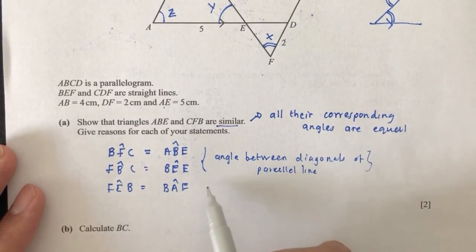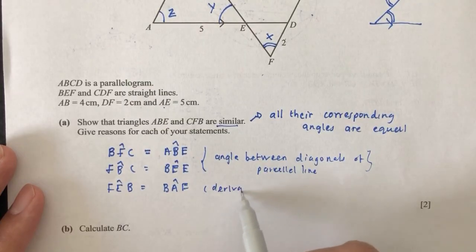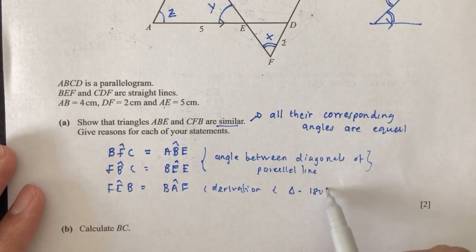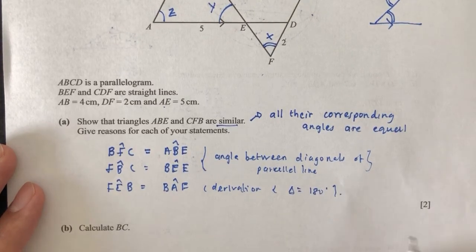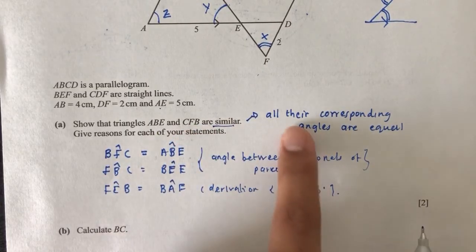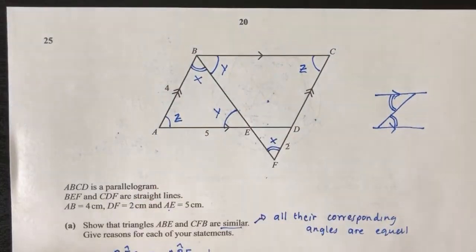Same reason, and this one is by derivation. As you can see, the sum of angles in a triangle is 180 degrees, right? So this is how we prove that this triangle and this are similar, by proving all the corresponding angles are equal. As you can see, they are equal, right?